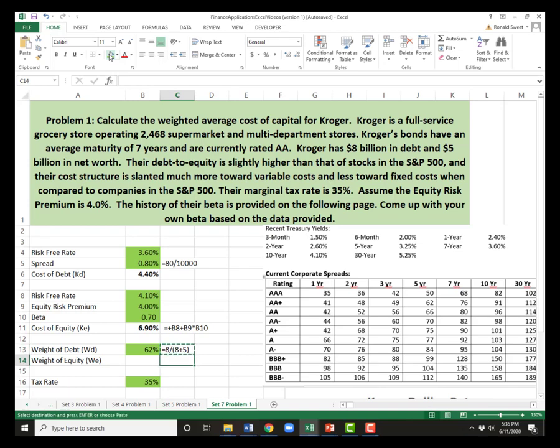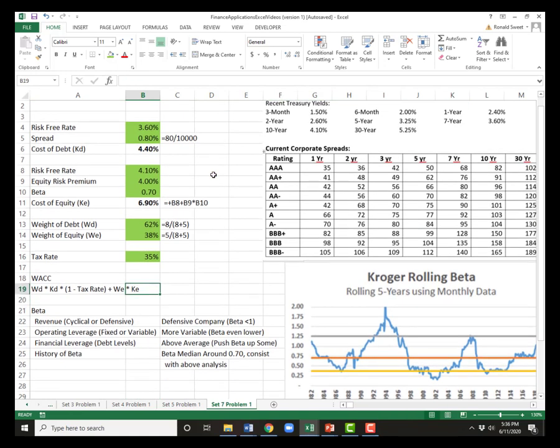And so this one will simply be 5 divided by 8 plus 5, or you can just take 1 minus that number. So either way is fine. Make sure if you do them as separate calculations that you have something that adds up to 100%. So now we have all of our numbers. So the rest of this problem is just a matter of plugging things into the formula.